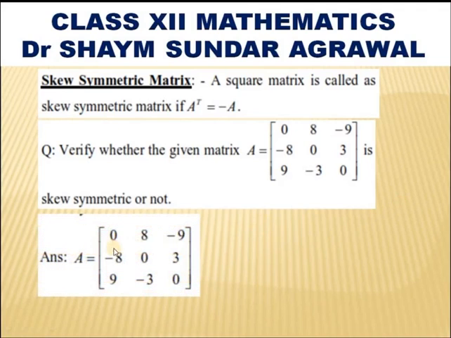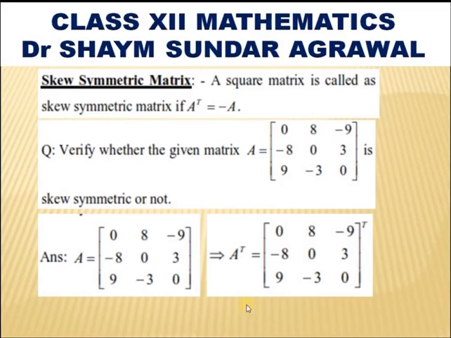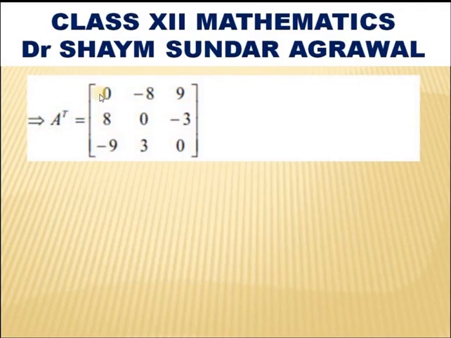So A is [0, 8, -9; -8, 0, 3; 9, -3, 0], then its transpose is the transpose of the matrix. In transpose, the first row changes to the first column. So the transpose is [0, -8, 9; 8, 0, -3; -9, 3, 0], where the first row of matrix A changes to the first column, the second row of matrix A changes to the second column, and the third row of matrix A changes to the third column.